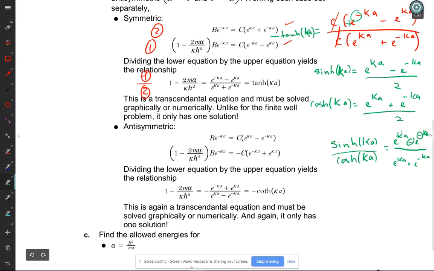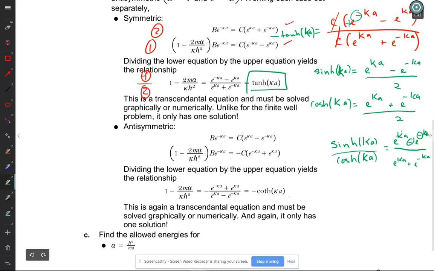I looked down too low. I was like, cos? How could it be cos? And so that's how I got this tanh.